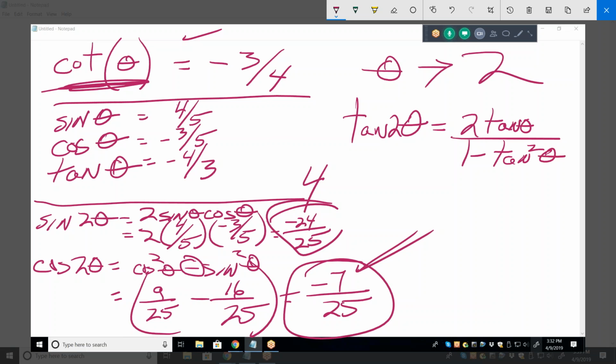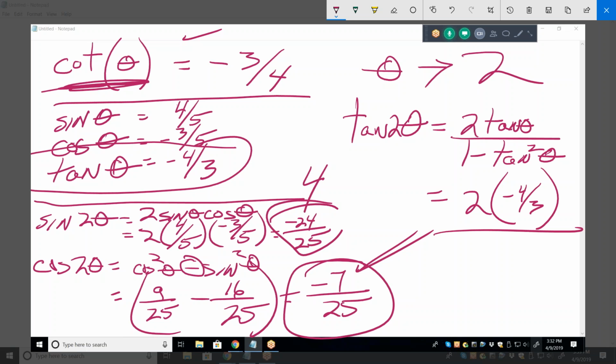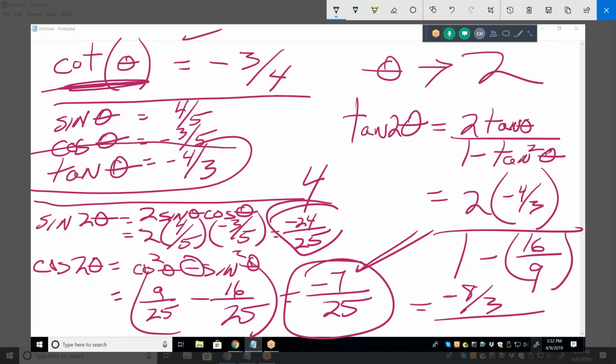Sorry about that. Okay, and then we know all of those, so let's stick numbers in. In other words, we know what tangent of theta is. So it's 2 times what? Negative 4 over 3, divided by 1 minus 16 over 9. So that gives us minus 8/3 in the numerator. In the denominator, it gives us minus 7/9.